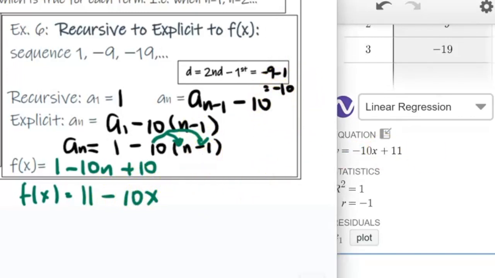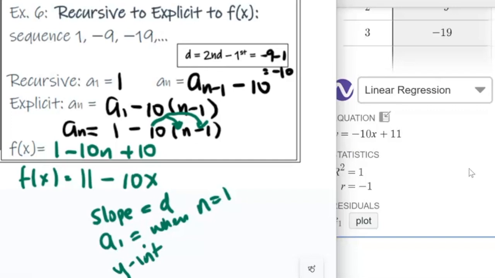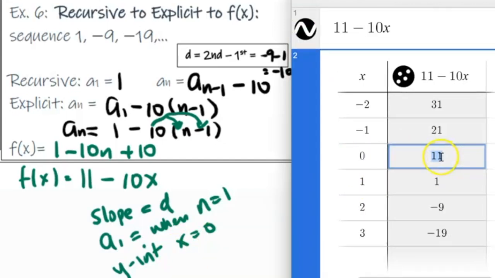So I just want to write those down. So slope is equal to D, and then A1 is going to be when n equals 1, whereas the y-intercept is going to be when x equals 0. So if you want to go from function notation to explicit, you want to know that, okay, I'm going to go look at my 0 term, which is 11. That is not my first term. That's what this is saying. All right, so if I'm writing function notation, I'm going to write y-intercept. But if I'm writing a sub n, I know my first term is 1, not 11.